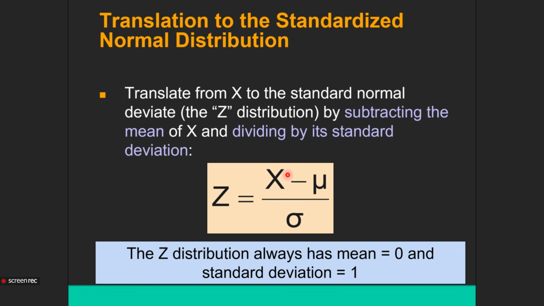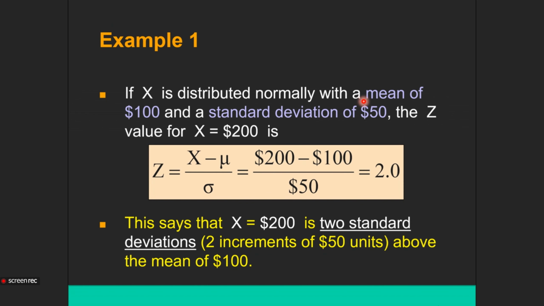Let's have an example here for clarity. Now let's say x is distributed normally. X is a random variable and we're given a mean of $100 and a standard deviation of $50. The z value, how do we calculate the z value? Our z value will be calculated by subtracting our mean, which is 100, from our x value, which is $200. And when we do that and divide by our standard deviation as stated here, we're going to get 2.0.